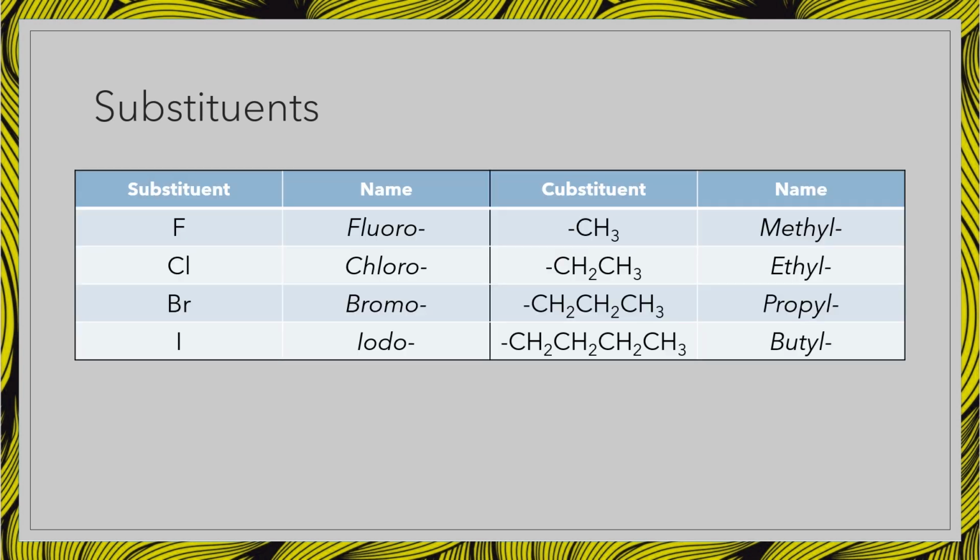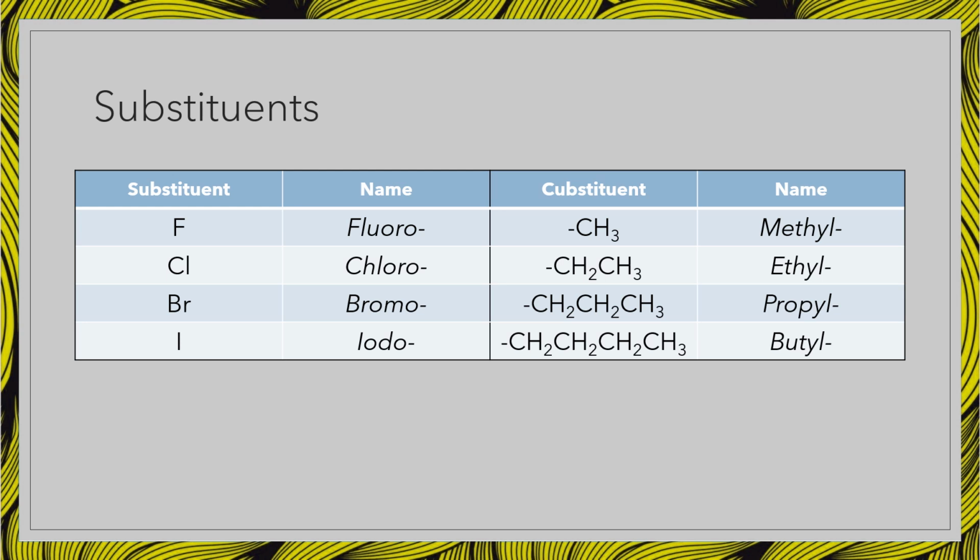So here's some examples. So basic substituents are the halogens. So fluoro, chloro, bromo, and iodo. So these are the names that we give to those substituents when they're on a carbon chain. That should say substituent in the third column.